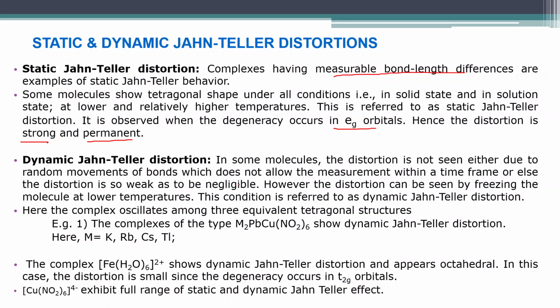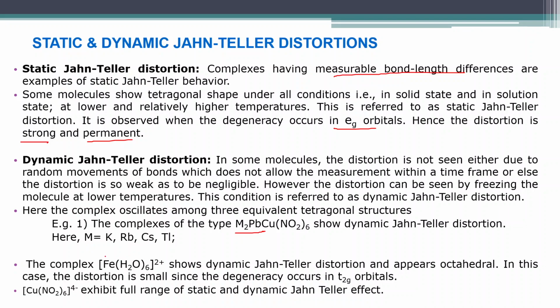This condition is referred to as dynamic Jahn-Teller distortion, and here the complex oscillates among three equivalent tetragonal structures. That is what is happening. The complex is oscillating between three equivalent tetragonal structures, and all the bond lengths are randomly moving, making it hard to make exact measurements. The examples are M2PbCu(H2O)6 complexes, where M can be K, Rb, Cs, and Tl.